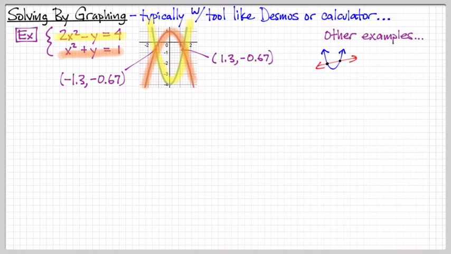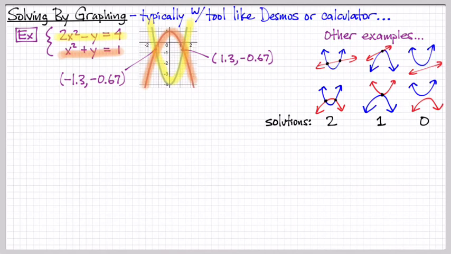Now, if we graph things out, we might have a case like this where we have a parabola and a line. We have two solutions in this case. Maybe we have one solution if the line is just tangent to the parabola. Or we might have no solution. They don't touch at all. Same thing with parabolas. We have cases where we have two solutions, 2 points of intersection. One solution, 1 point of intersection. No solution, no points of intersection.